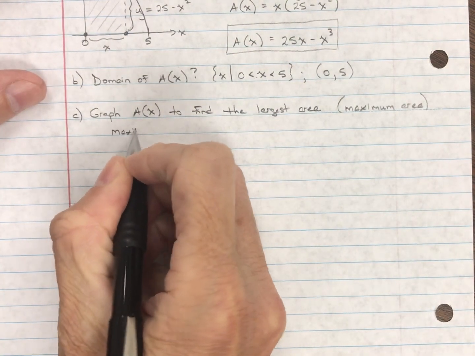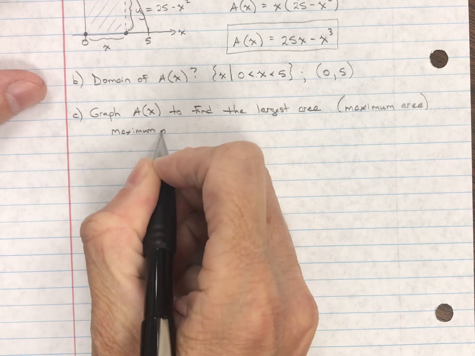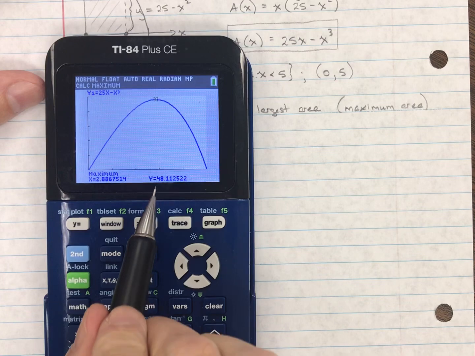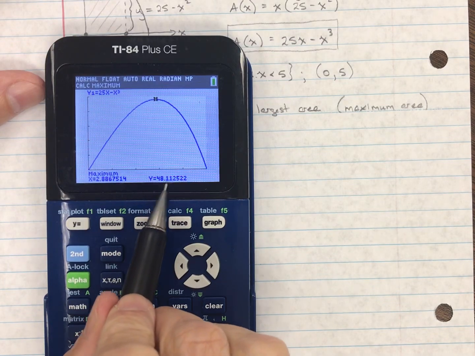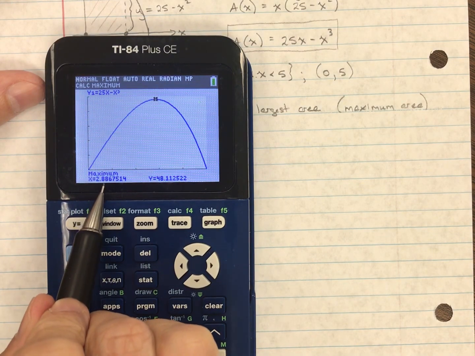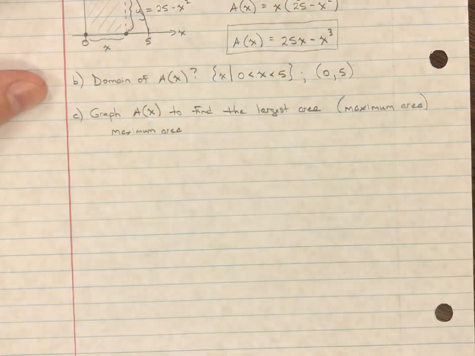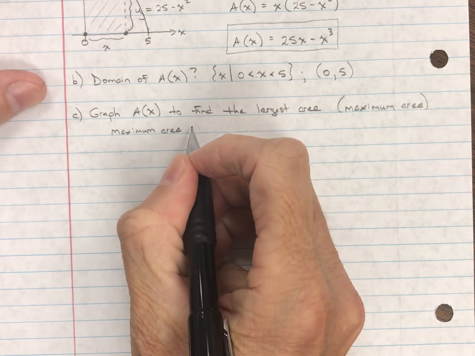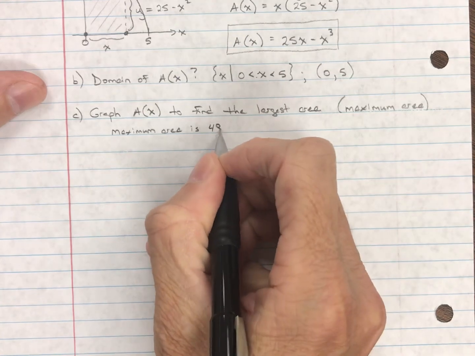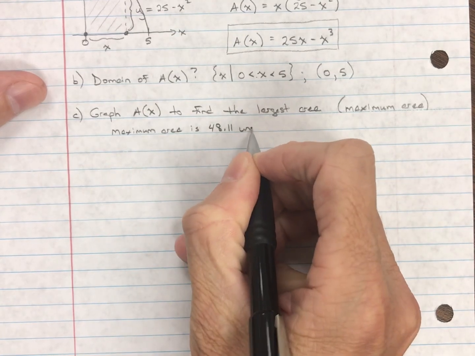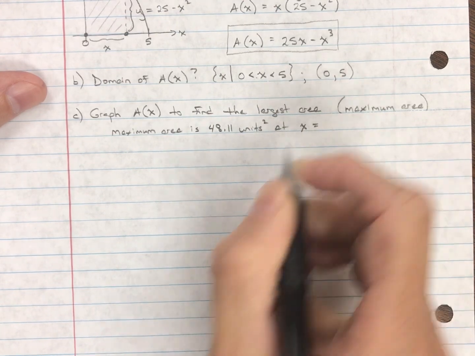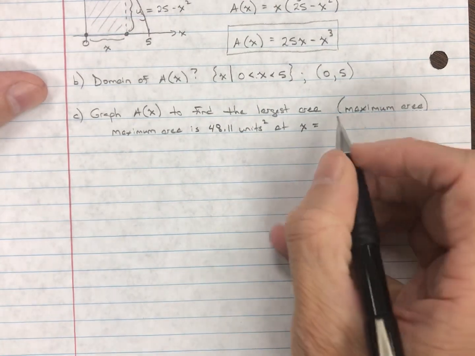Maximum area. Okay, let's go back to here again. The maximum area is 48.11, and it takes place when x equals 2.89. Maximum area is 48.11 square units at x equals 2.89.